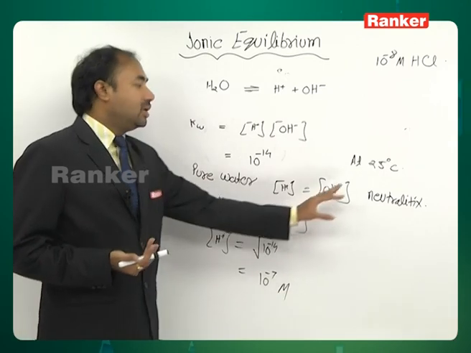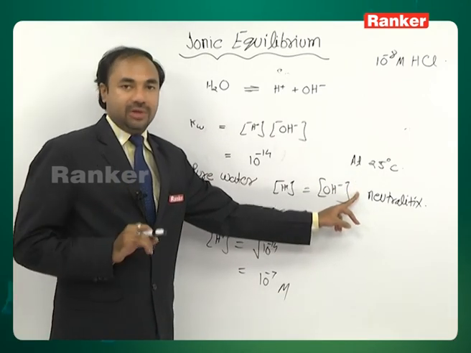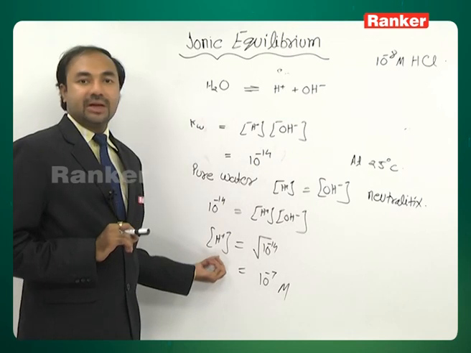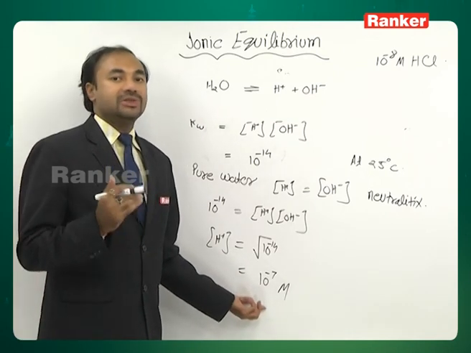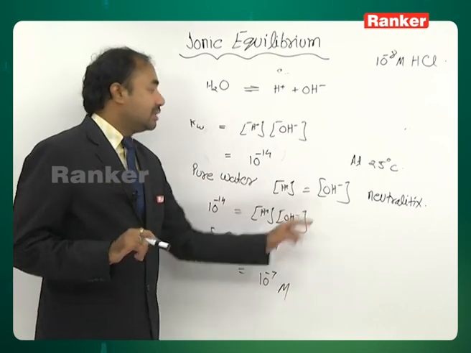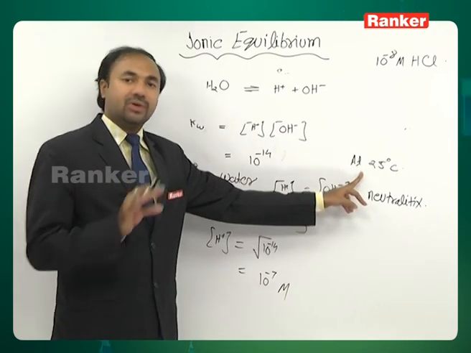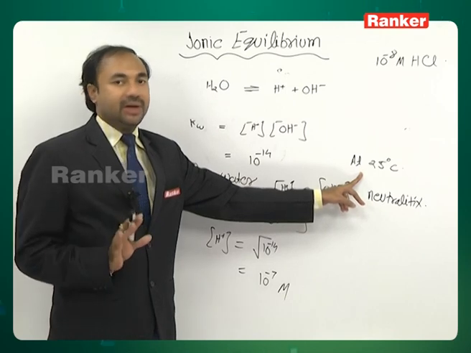Means if at 25 degrees Celsius for a certain solution, H plus ion concentration is given as 10 to power minus 7 moles per liter, we can say that the solution is neutral. But remember again, this is valid only at room temperature, 25 to 27, 28, that range only you can take.